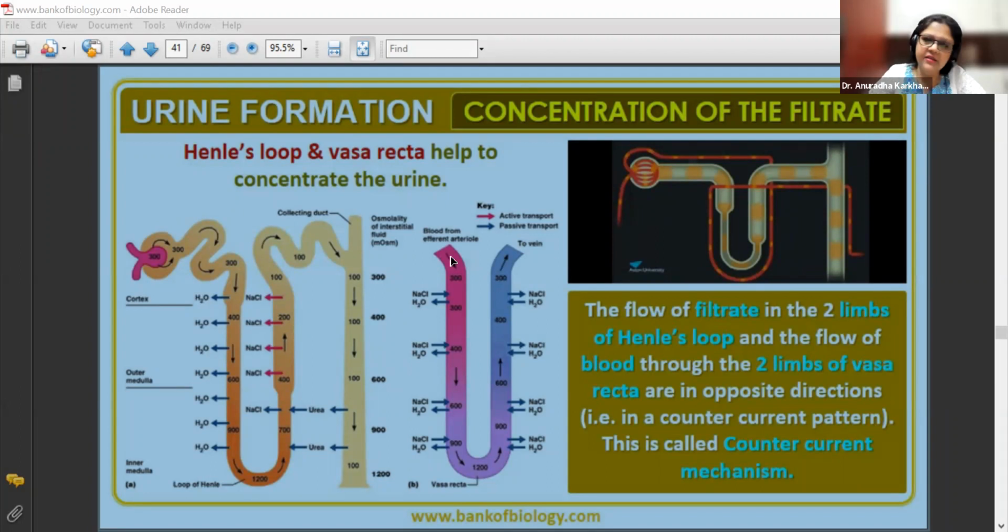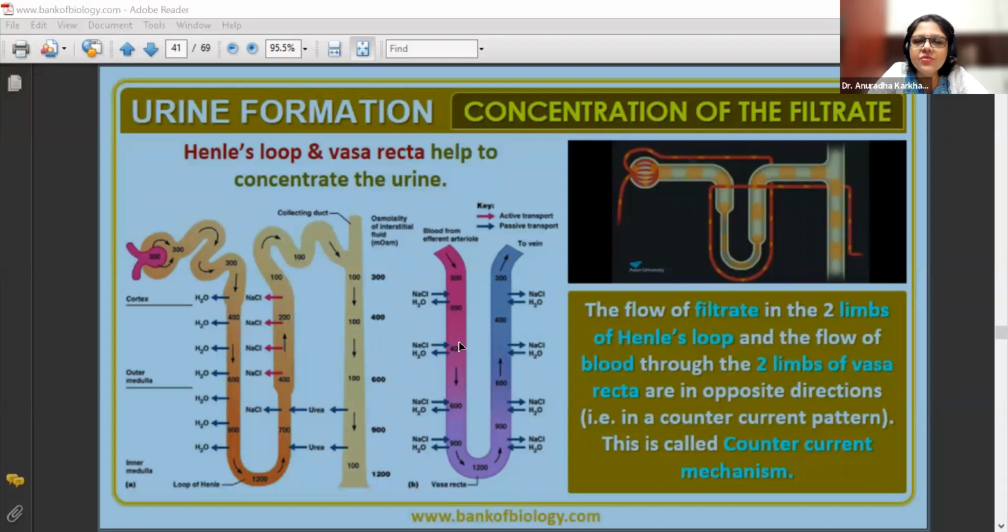It is going to take place from the collecting duct also. Look at the color of the blood. They have very well demarked the color of the blood based on the oxygenation and deoxygenation. So see, here the blood from the efferent is going to be oxygenated. It's going to have oxygen, right?